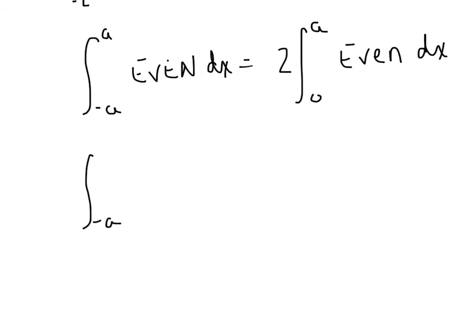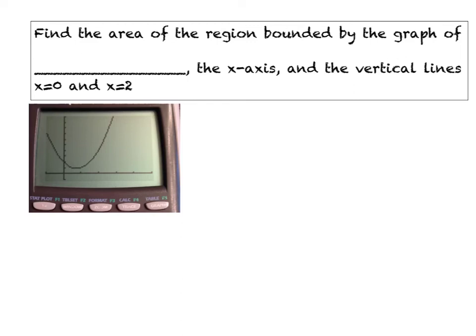Now, if you're integrating from negative a to a and you're working with an odd function, best shortcut in all of calculus, the answer is 0, just because you have two congruent regions, one that's negative, one that's positive, and they offset each other.